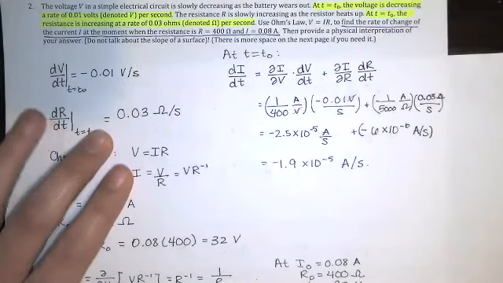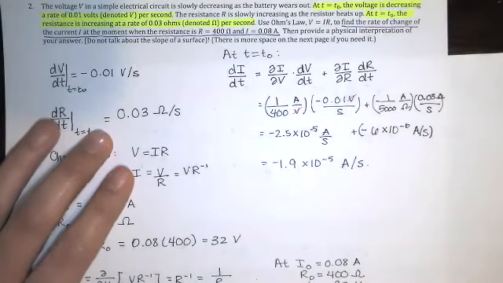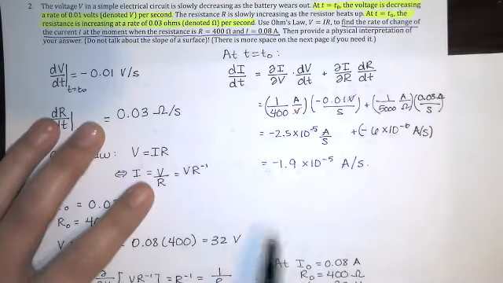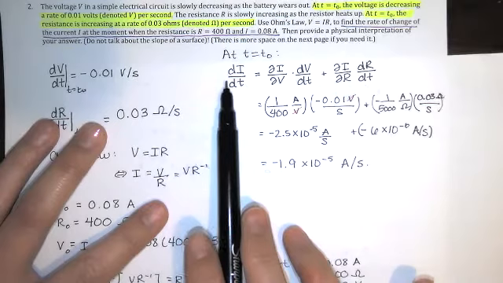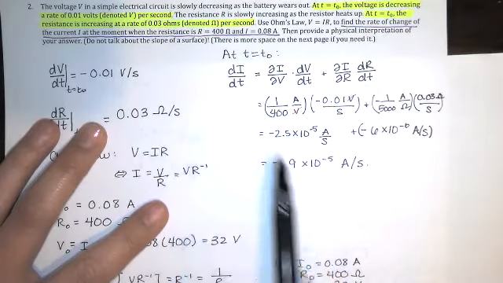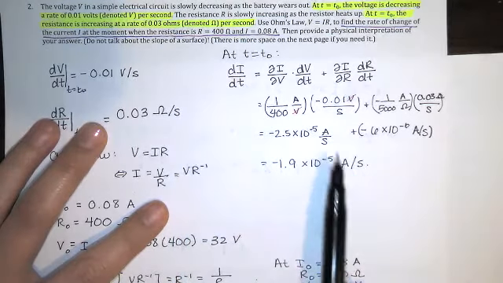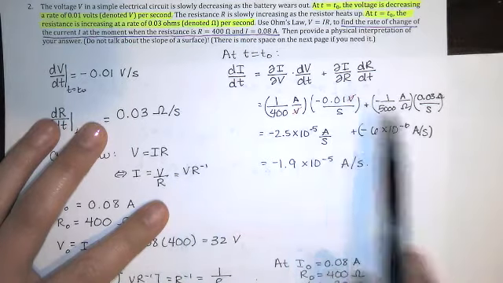So it says, provide a physical interpretation of your answer. I ask you specifically not to talk about slope. Yes, derivatives represent slope geometrically, but that's not what we're talking about here. This is the current, it's dropping. The current is dropping by this many amps per second due to the change in V and the change in R.